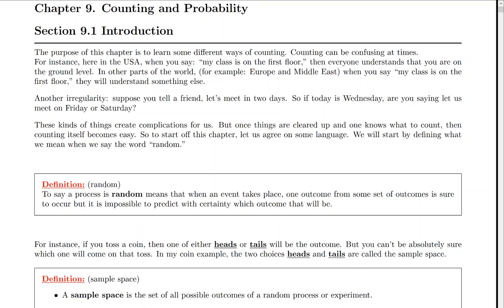The book talks about different reasons why we need to have an established way for counting. Here's another example that I created. If I said my classroom is on the first floor, what would you understand? Well, in the United States, you would understand that you're on the ground level, but in other places in the world, they would understand that you're not on the ground level, but one level above. So things like that can be misinterpreted. This is the reason why we care about probability and counting, okay?